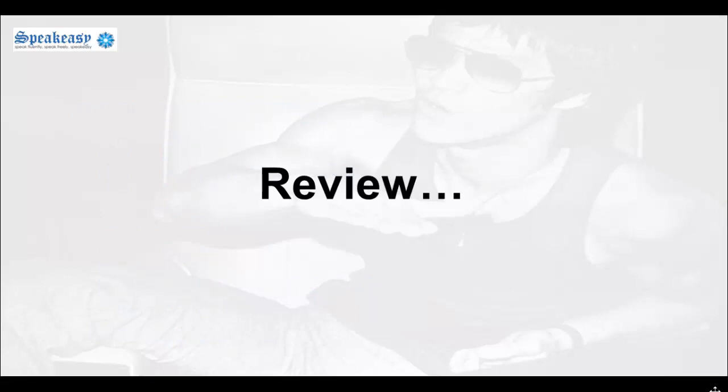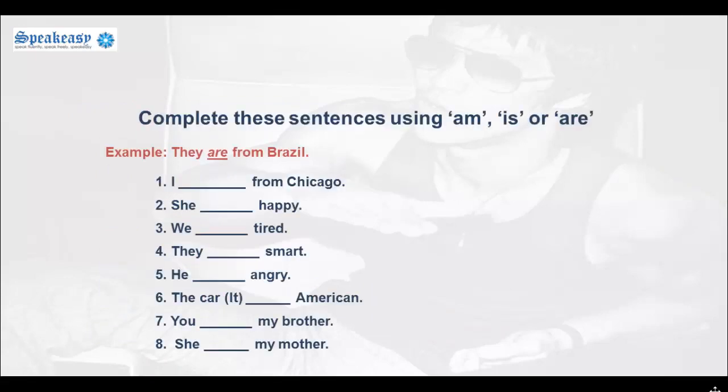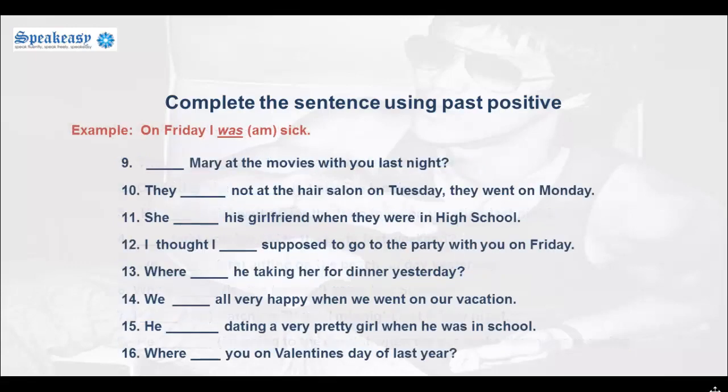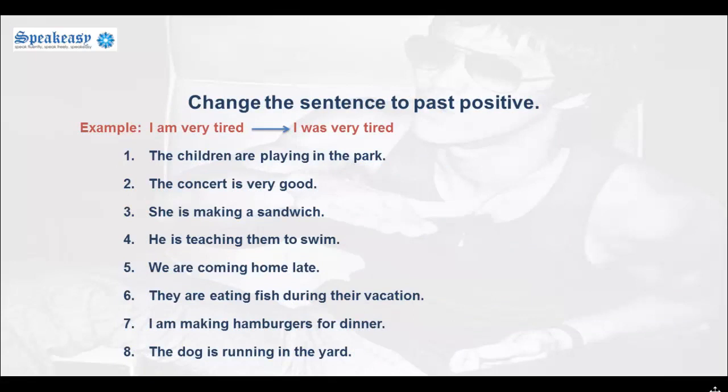So now let's review some of the information. Complete these sentences using am, is, or are. For example, they are from Brazil. Complete the sentences using past positive. For example, on Friday, I was sick. Change the sentence to past positive. For example, I am very tired becomes I was very tired.